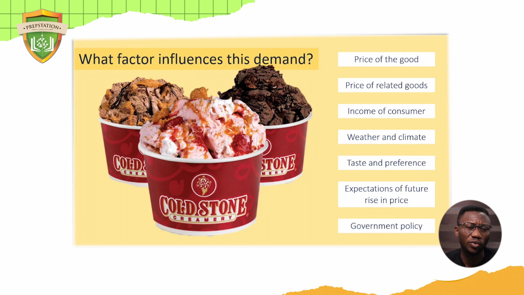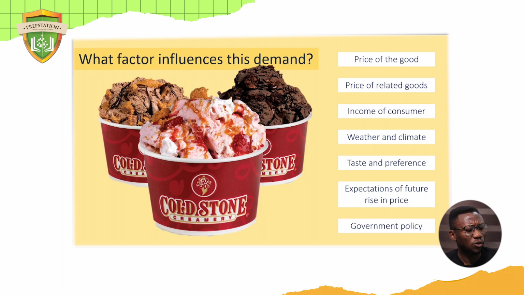Another one is price of related goods. Another one is income of the consumer. Another one is taste and preference, expectations of future rise in price, government policy. There are still so many other factors that we have not even considered in economics. Like, for example, conflict, war. Imagine there's a war. Who wants to go to school? Nobody's demanding education anymore. Probably people are demanding firearms. That's very important to us because there are different factors that might influence us apart from price.